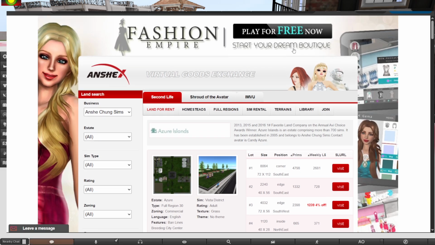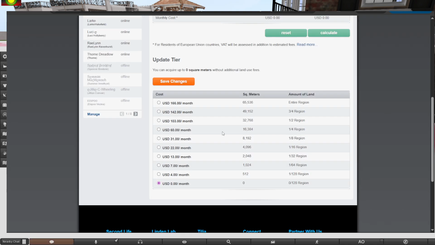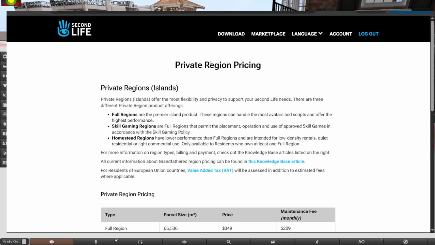Or if you want to deal directly with Linden Labs, you can do this and buy your land as a sim or buy it at auction. You can also buy Mainland. I'll show you.